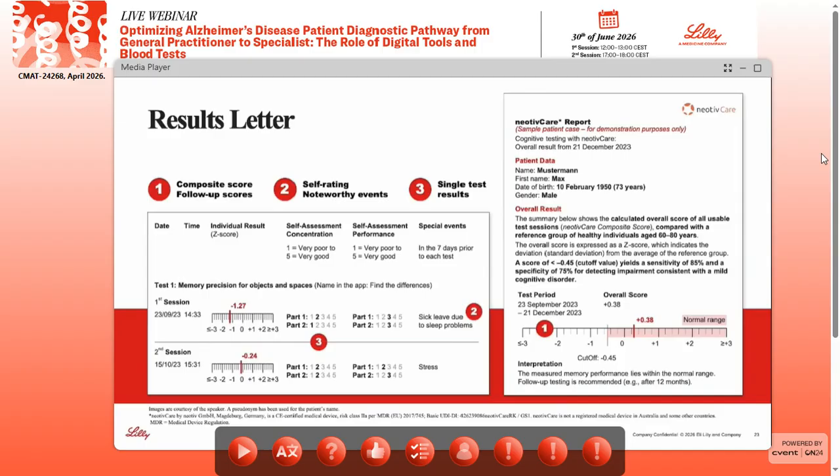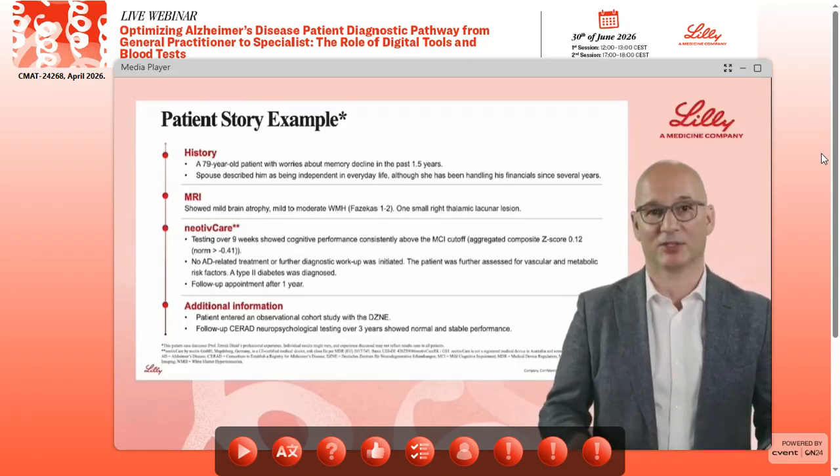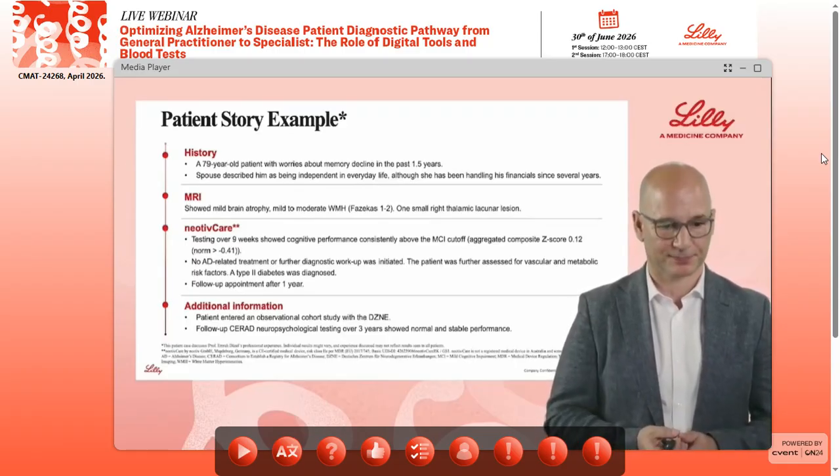And then there's a second page you see on the left side where you see all single tests displayed with some feedback information for each test setting from the patient. They can communicate whether something relevant has happened at the time when they performed the test. And they can also communicate how well they concentrated and how they self-rate their own performance. So let me give you a patient story example of how such a test can be implemented.